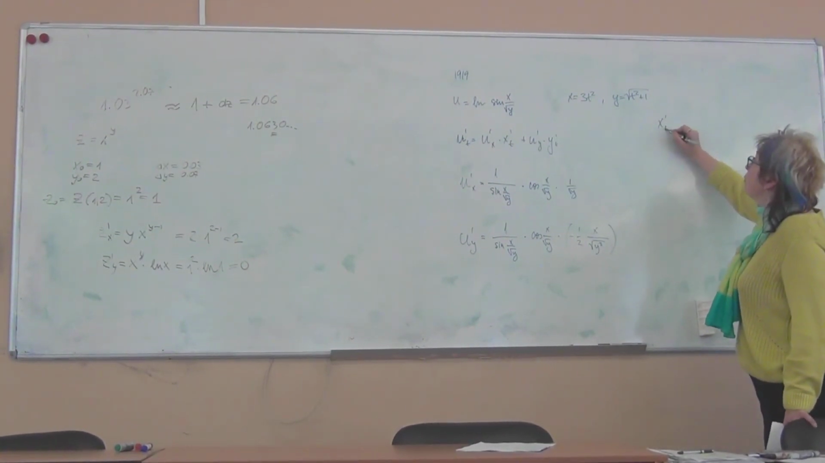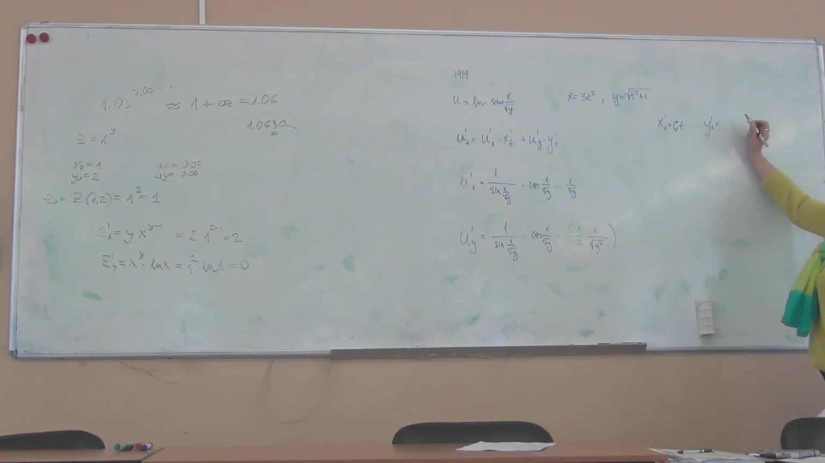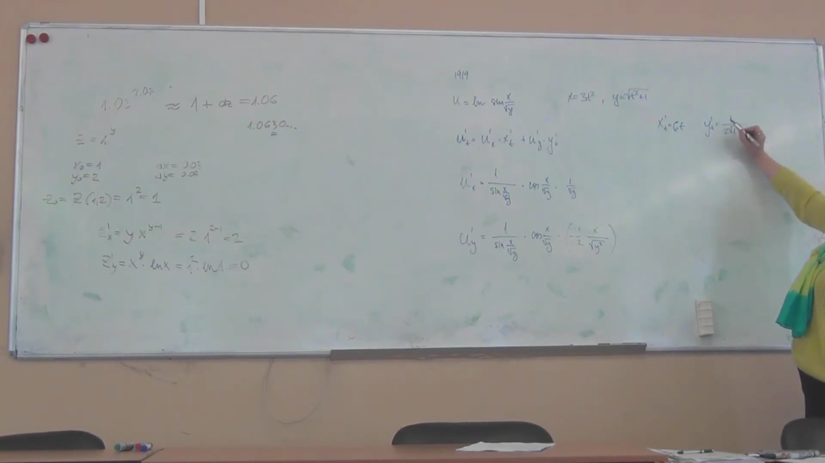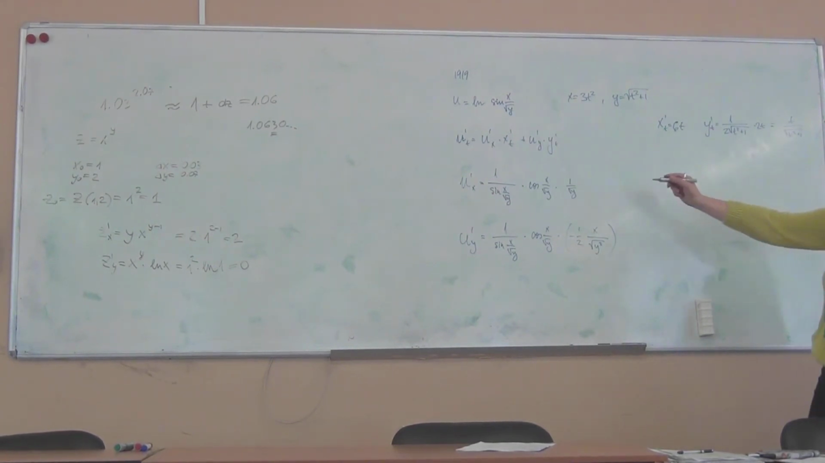Now, x derivative by t is simply 6t, y derivative by t is square root. The derivative is 1 divided by 2 such square roots of that kind times the derivative of the inner function, which will be 2t. We can simplify it a little bit. T squared plus 1, simply cancelling out 2. And now finally, combine all these 4 expressions together.